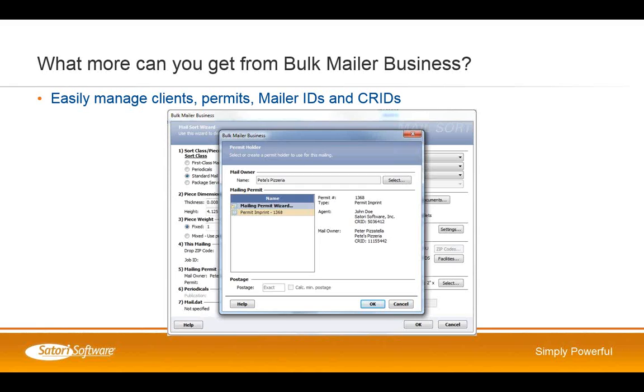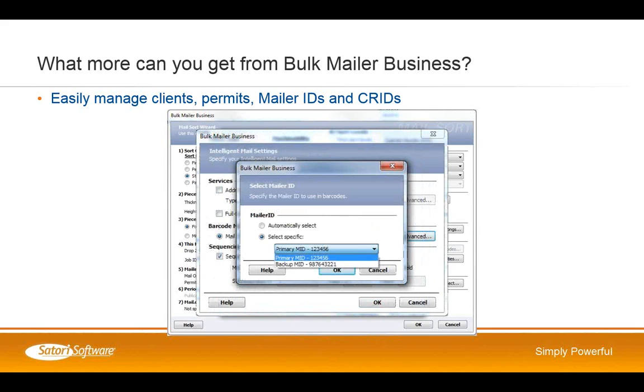So no more long scrolling on the permit selection page. It'll just show the ones that are applicable to you. And then also, again, there's that idea of being able to roll through all the mailer IDs that are assigned for that client, or for yourself if you're using your mailer ID.